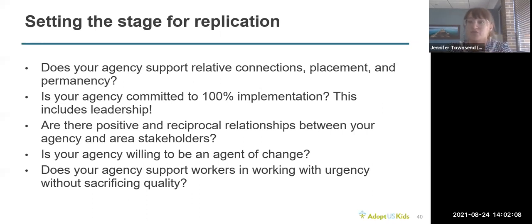And lastly, I just wanted to note that the workers on the front line doing this work have to have the support of their agency. That means not just being assigned these tasks and getting a one-time training, but rather being given ongoing training, the tools to do the work, as well as the time to do the work. So I'll leave it at that and send it over to Alicia.